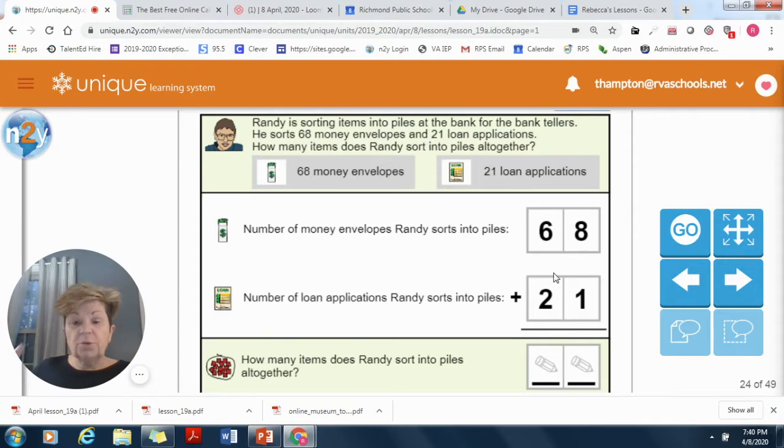Now, if you already know that 8 plus 1 equals 9, fantastic. If you need to make your hash marks, definitely do that. So we can make 8 hash marks, 1, 2, 3, 4, 5, 6, 7, 8. And 1 for the 1, and we can count those all together. And how many do we have in all? Correct, we have 9, right?